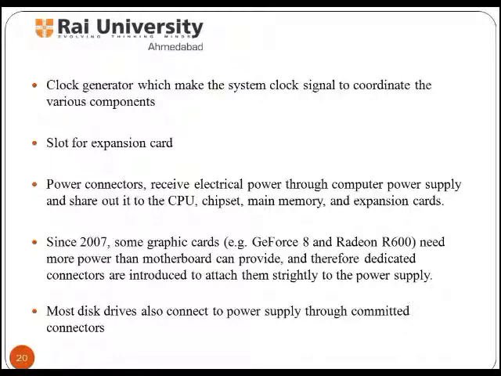In the motherboard, you can see the clock generator which makes the system clock signal to coordinate the various components, and slots are there for expansion cards. Receiving of electrical power to the computer is done by the power connector, which shares this power to the CPU, chipset, memory and expansion cards in the motherboard. It is to be noted that most disk drives are also connected to the power supply through connectors other than the power connector. In such a way we can divide a motherboard into various sections related to its functioning.